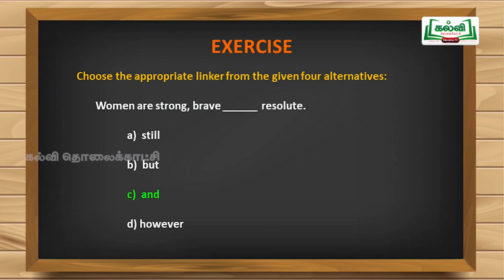So women are strong, brave, dash, resolute. So and resolute. Always keep in mind before and there won't be any comma. ஸோ அண்ட் வருதுன்னா அதுக்கு முன்னாடி இந்த கம்மாவுமே இருக்காது. ஸோ அதை நீங்கள் ஞாபகம் வச்சுக்கோங்க. So that is also a tip.